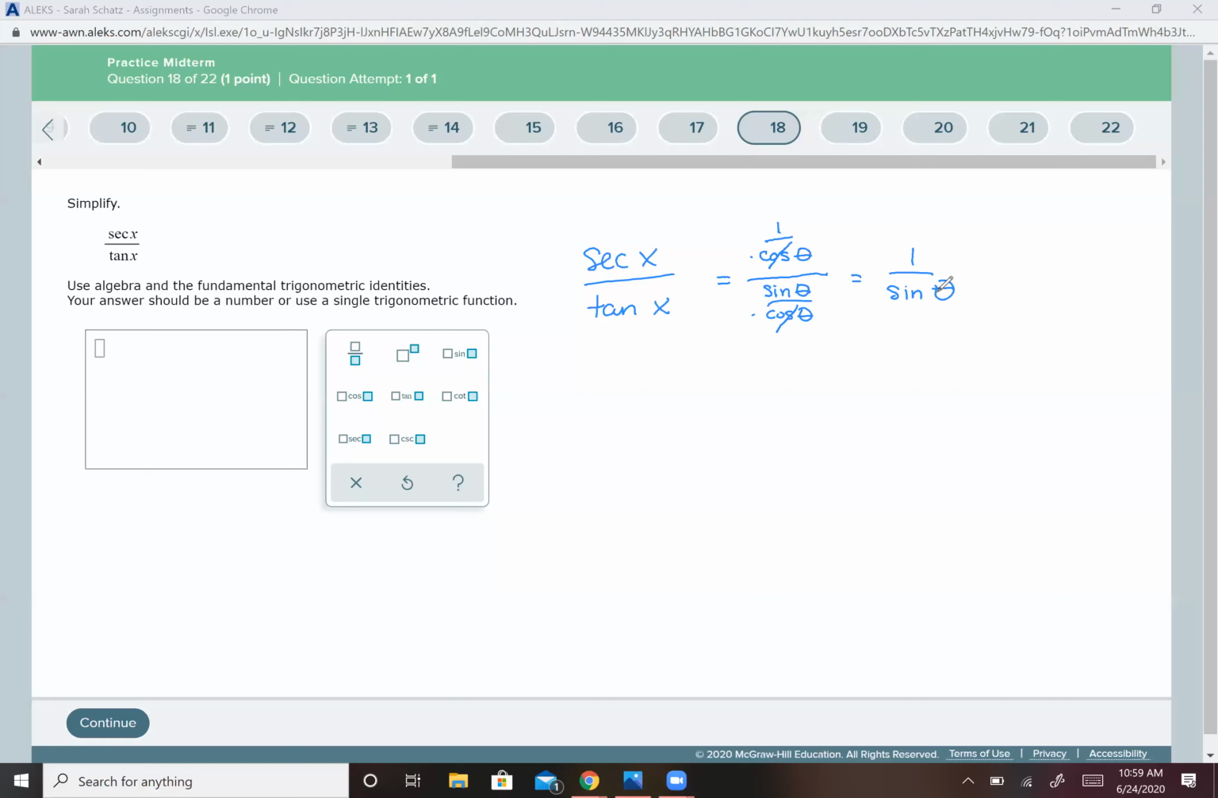And then look how it wants your answer. It says it should be either just a number or a single trig function. So what I'm going to do is make this slightly more simplified. You guys, 1 over sine, in other words, the reciprocal of sine, I would call this cosecant. And that would be my simplified answer because it's a single trig function. While 1 over sine is pretty simplified, we just want one term here.